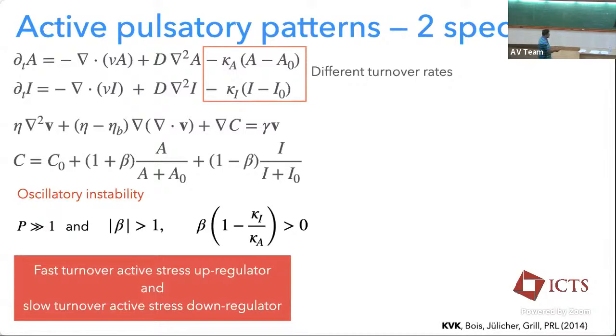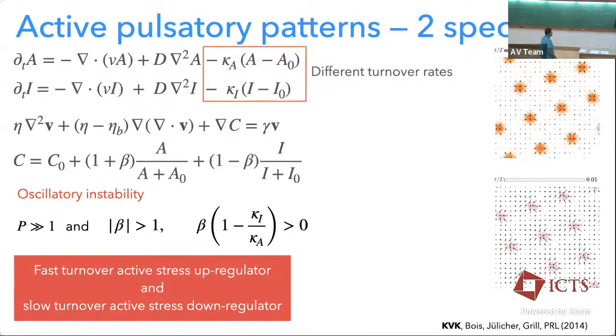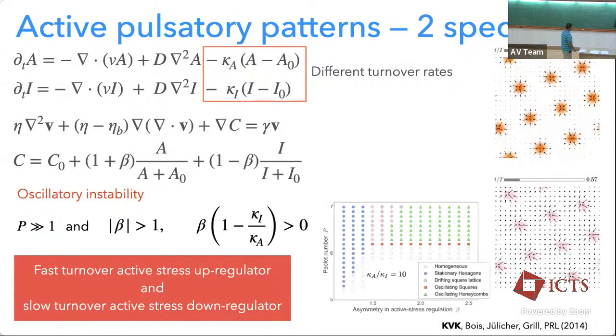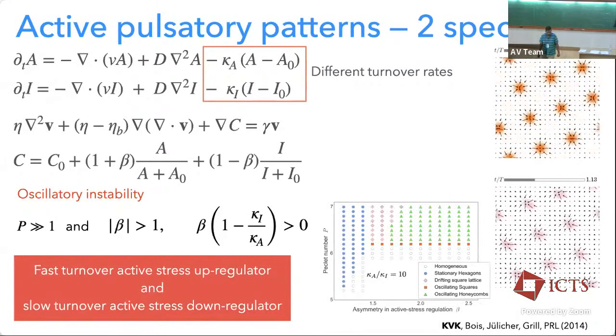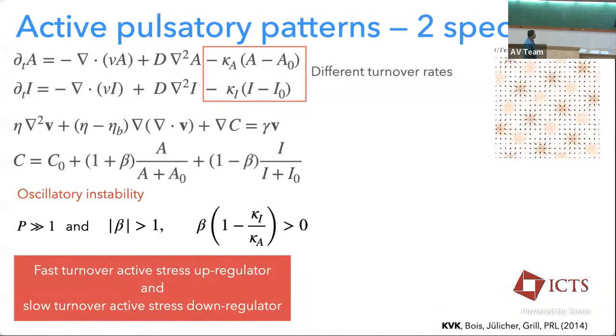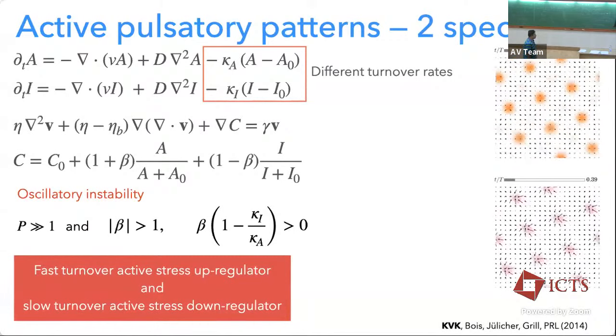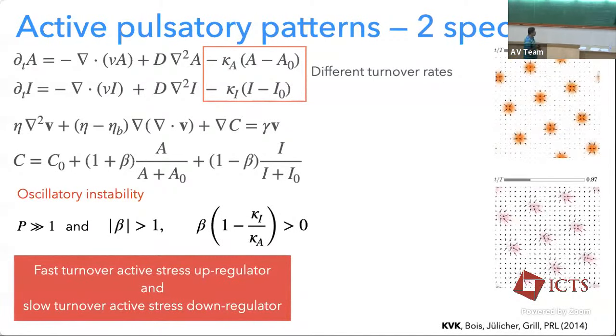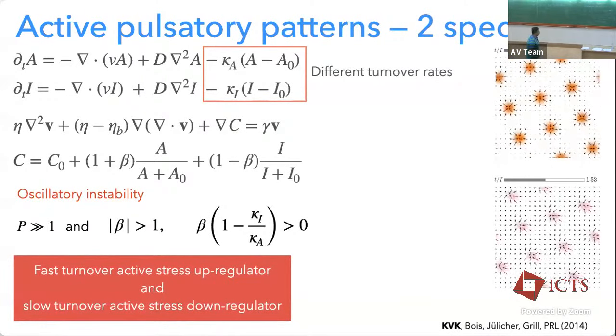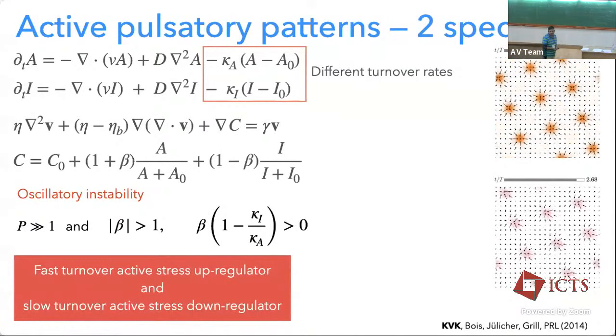And this time it says that if you have an upregulator, it should have a faster turnover rate, kappa A must be greater than kappa I, if A upregulates the stress and I downregulates the stress. And that actually leads to nice traveling waves and loads of patterns as well. So differential relaxation coupled with differential stress regulation is a natural way of getting pulsatory patterns in active fluids. So this is one example where people had asked, if I have non-zero omega C, can you actually start getting oscillating patterns?